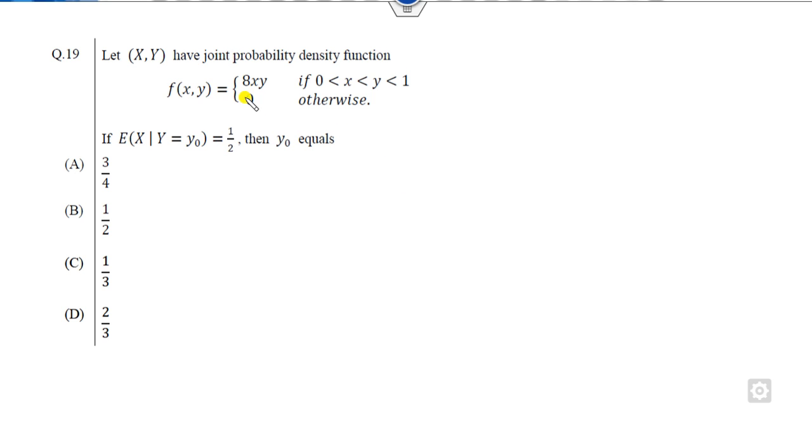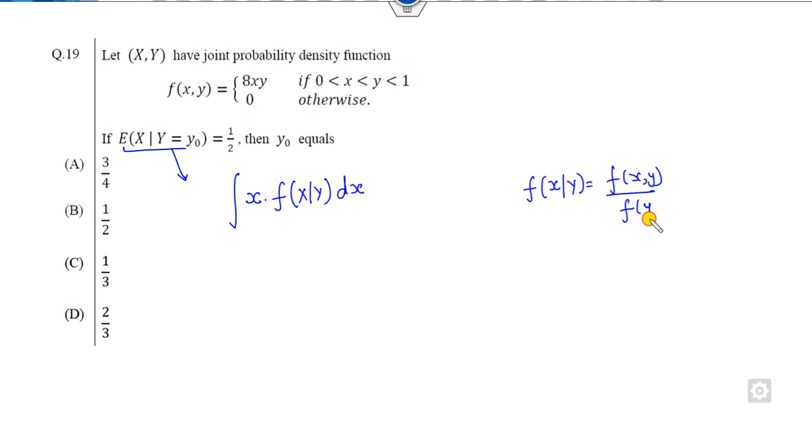Look at this another one. This is a joint density function and you have to find the expected value. How can you write that? This is the expected value of x given the conditional value of this. This is the meaning of this. So I have to first find the expected values of this. This is f of xy divided by the marginal of y. So this value is 8xy.